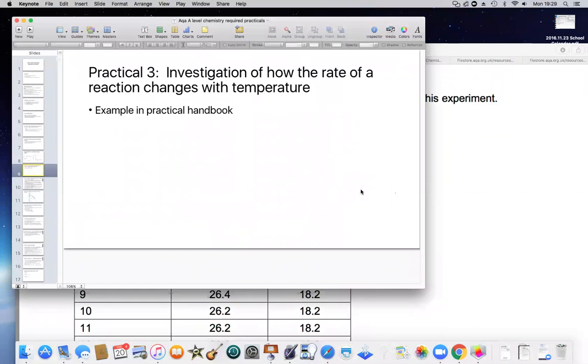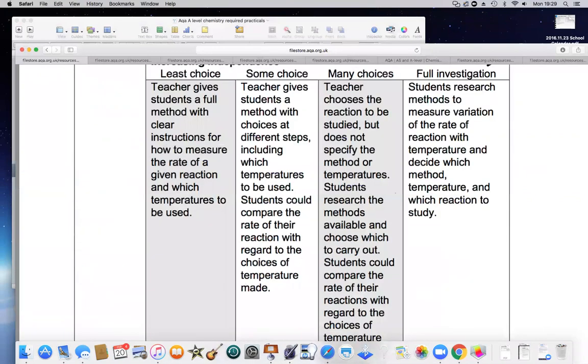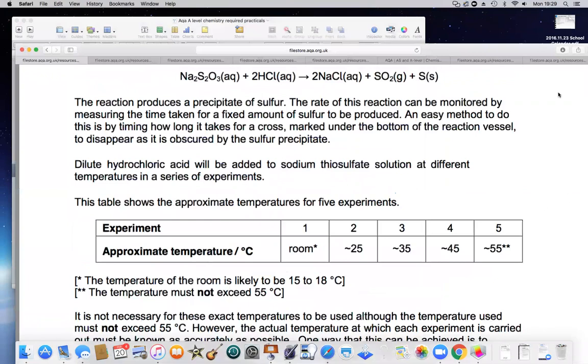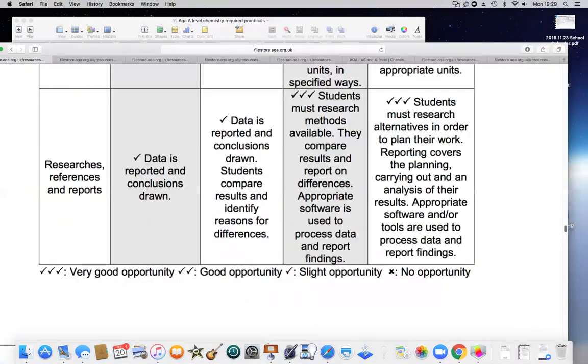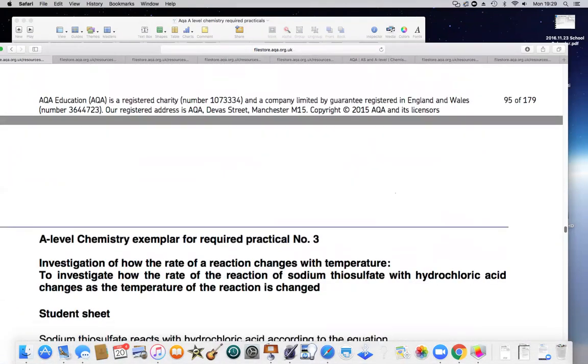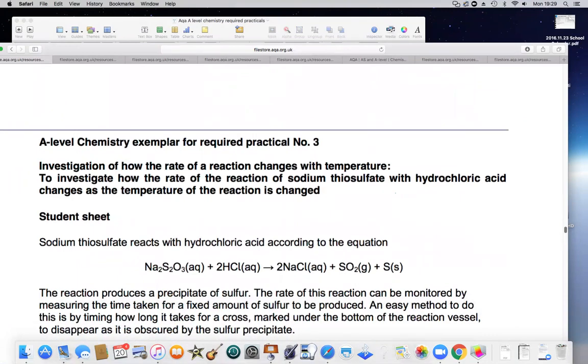Rate of reaction changes with temperature. I'm not going to spend too long on this one. Again, you've probably done this, or you're about to do it. The example given is a classic example. It's certainly the one that I use, and it's the sodium thiosulfate example. So hydrochloric acid, sodium thiosulfate.